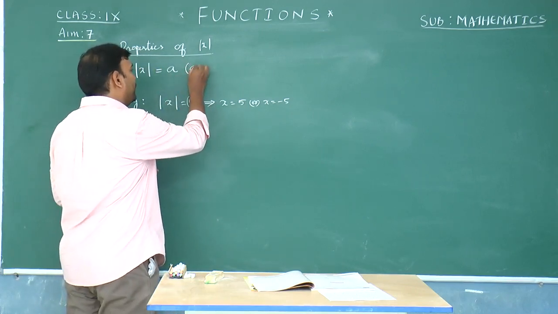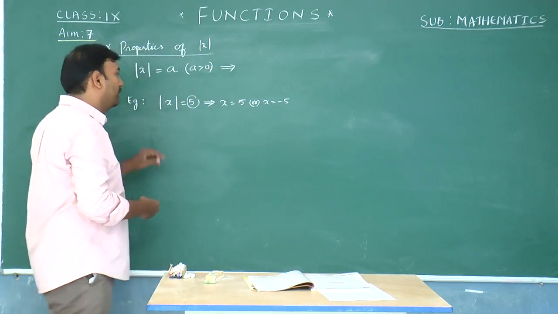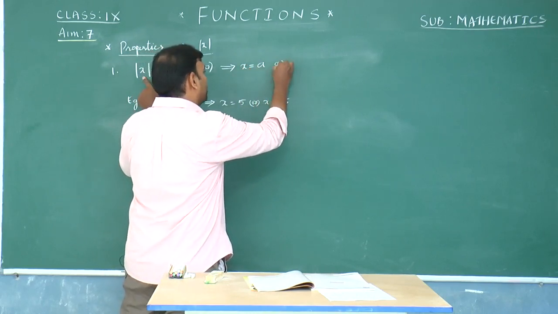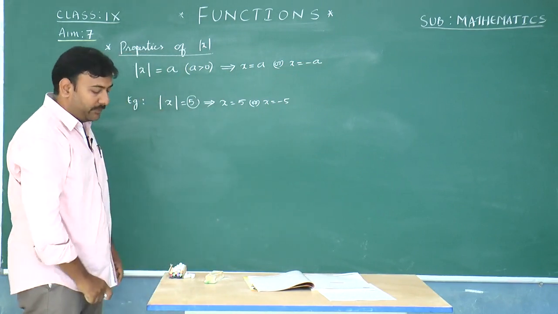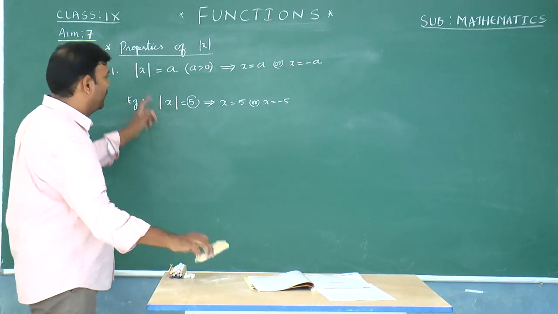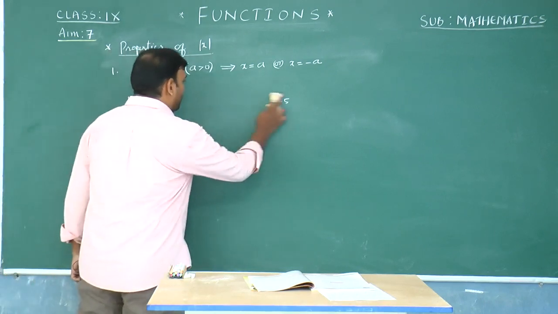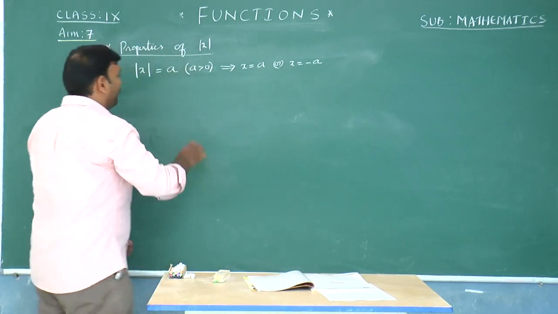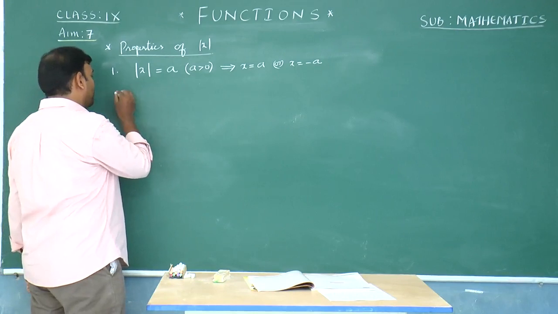So whenever a is taken as a positive real number, the solution is that x can be equal to plus a, or x can be equal to minus a. This is a very important property, and the equation we got here is called an absolute value equation. And here we have taken the value of a to be positive. If a is not positive, what happens in that case?